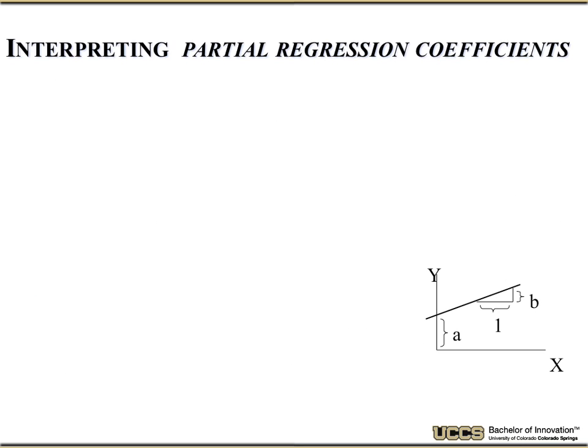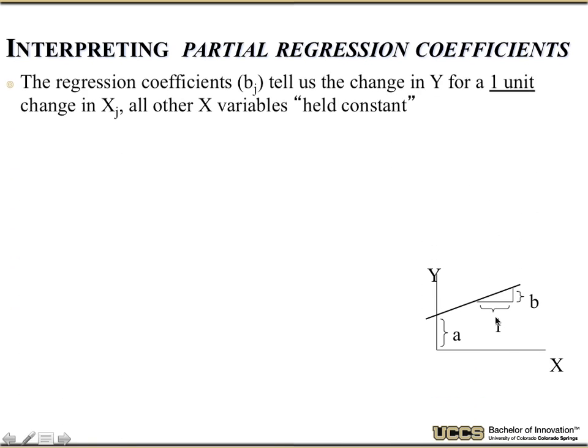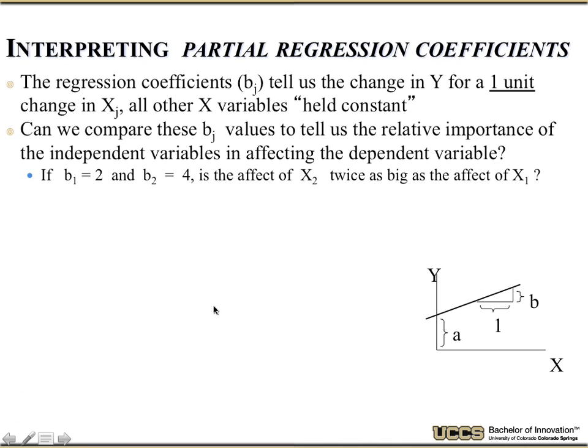Okay, so interpreting your partial regression coefficients. In 1D we had y equals mx, or y equals bx plus a, right? So one unit change in x changes y by b; now in multiple dimensions, we have all the variables. So we can ask this question: can we compare these bj, the slopes on the different dimensions, to tell us the relative importance of the independent variables in affecting the dependent variable?